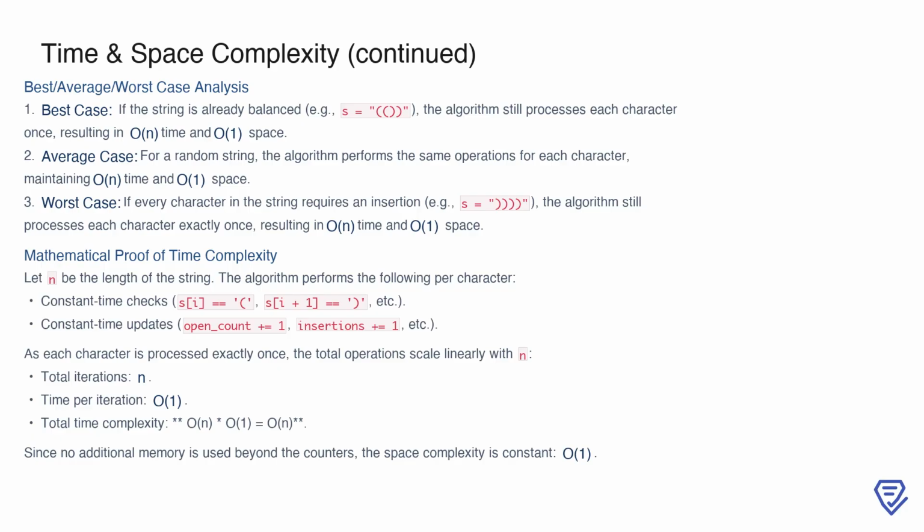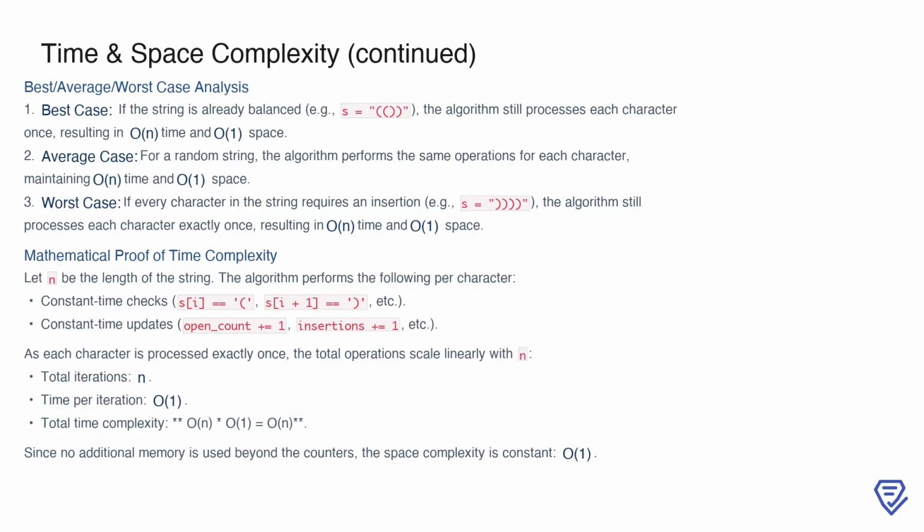In the best case, if the string is already balanced, the algorithm still processes each character exactly once, resulting in O(n) time and O(1) space. For an average random string, the same operations are performed for each character, maintaining O(n) time and O(1) space as well. In the worst case, where every character requires an insertion, like a string of only closing parentheses, the algorithm still processes each character once.